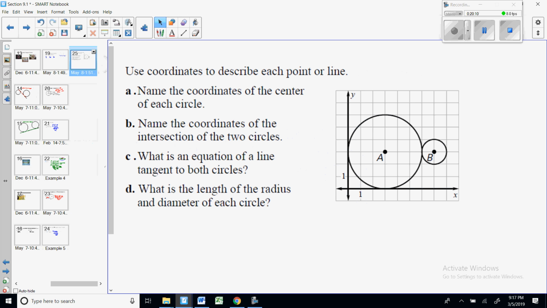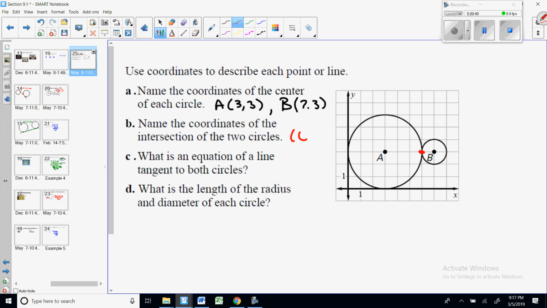And then the last slide, when you use coordinates to describe each point or line, we want to name the coordinates of the center of each circle. Okay, so letter A. What are our coordinates for A? Okay, A is at 3, 3. What about B? Okay, B is the point 7, 3. Okay, name the coordinates of the intersection of our two circles. And those two circles intersect right here at this point. And that point is what?